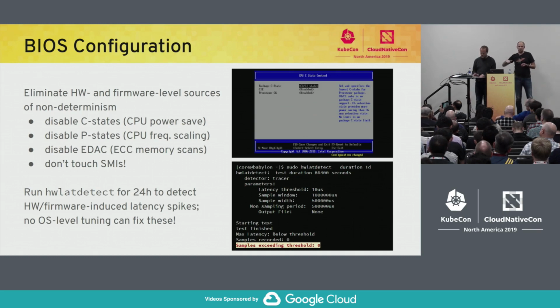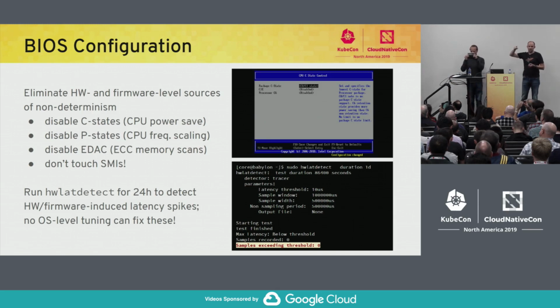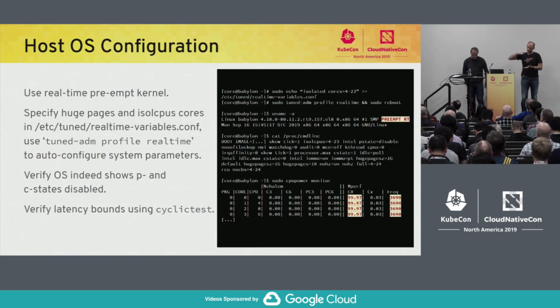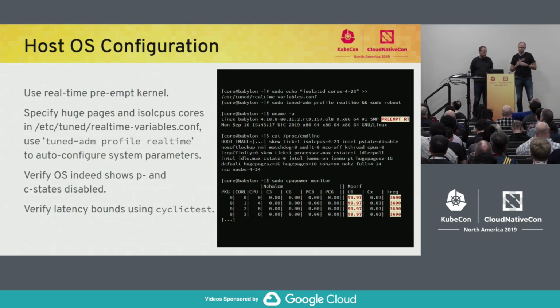The deeper state you are in, the more energy you save, but the longer it takes to actually wake up, and you don't have any control over that as a software. Similar with frequency scaling, similar with other characteristics. It's really hardware dependent, but you have to tune this because whatever non-determinism the hardware gives you, you cannot compensate for at the software level anymore. Going one layer up, next stop is the host OS configuration, right?